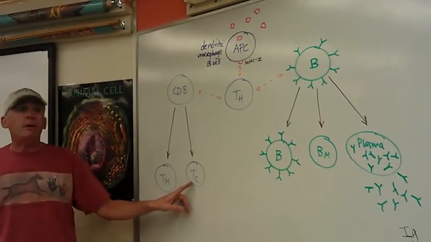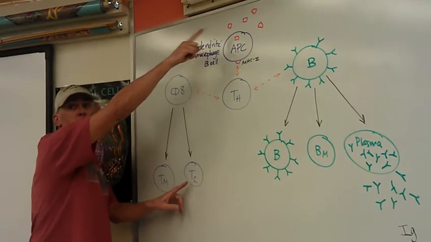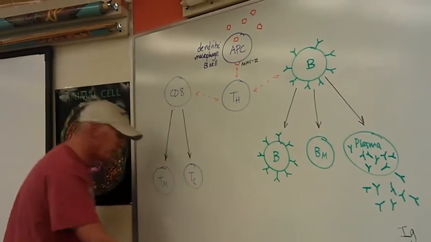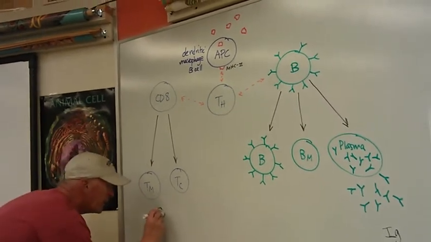Okay, so that's how the cytotoxic T cells know. That's how they kill. They're going to kill cells that have been infected by this antigen. This antigen infects cells, and cytotoxic T cells are going to kill them. So what branch of the immune system is this over here? Cellular. This is the cellular.